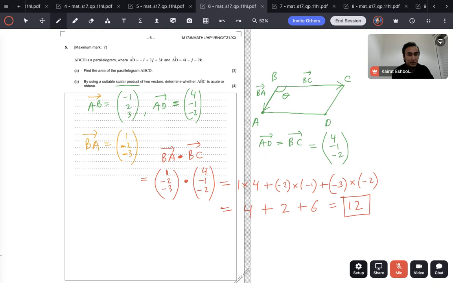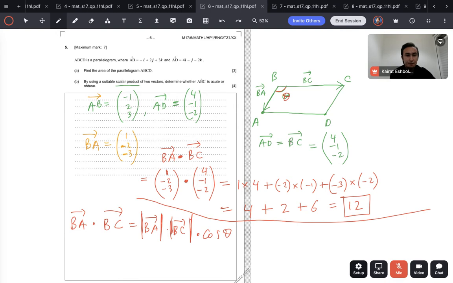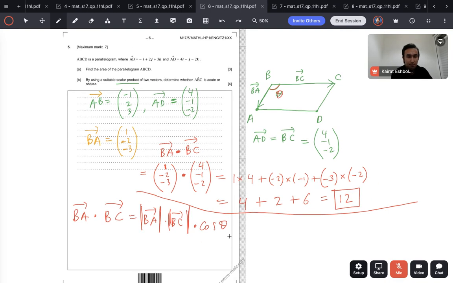This question is a bit long actually. So BA dot BC, another way to find this is to use the following: it's equal to the magnitude of BA, times the magnitude of BC, times the cosine of the angle between them, cosine theta. Now we already found that BA dot BC is equal to 12, so we put 12 on the left hand side.